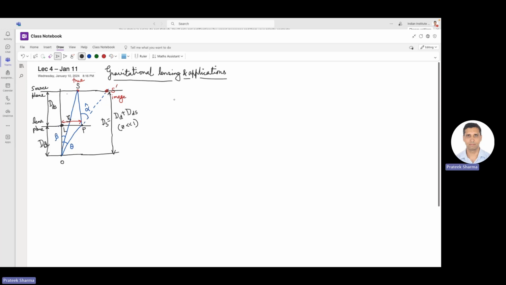Let's actually get started with this phenomenon. So I have already drawn this figure. By the way, gravitational lensing, when was the first gravitational lensing observation done? Do you guys know?